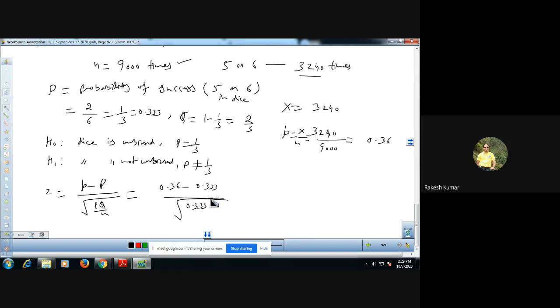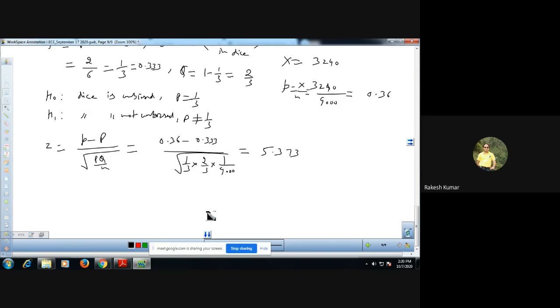You can also write down the values in this form. What is P? That is 1 by 3. What is Q? That is 2 by 3. And what is N? That is 1 upon 9000. Now you can calculate Z, and the calculated value is 5.373.